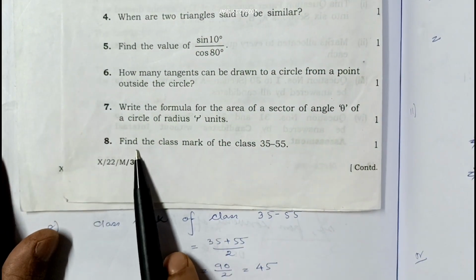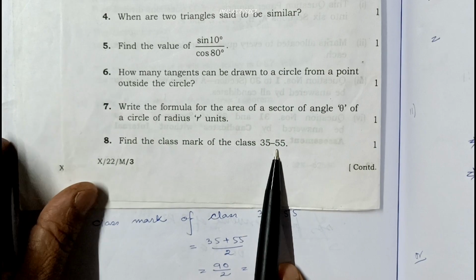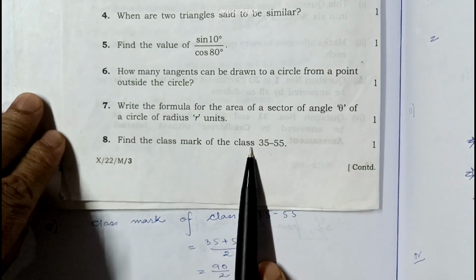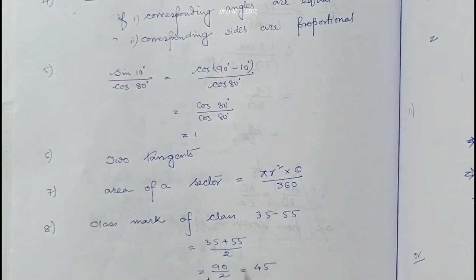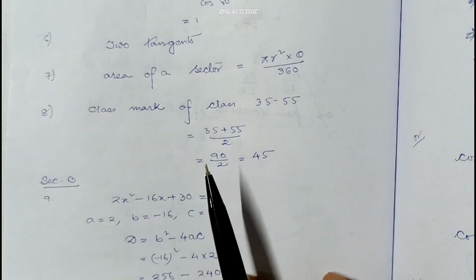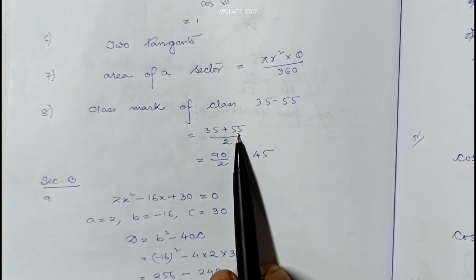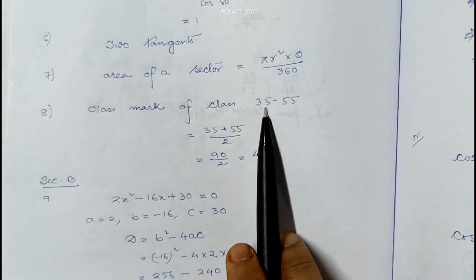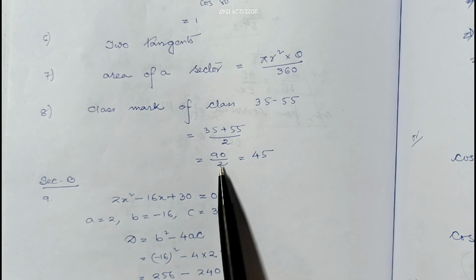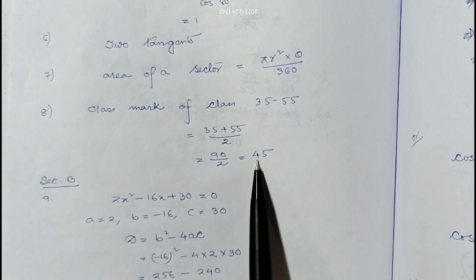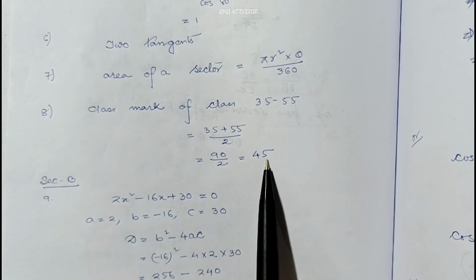Question number 8, it is given, find the class mark of the class 35 to 55. So this class interval is 35 to 55 and we have to find the class mark. To find the class mark, we have to add the lower limit with the upper limit and divide by 2. So 35 plus 55 gives 90, 90 by 2 gives 45. So the class mark of the given class is 45.